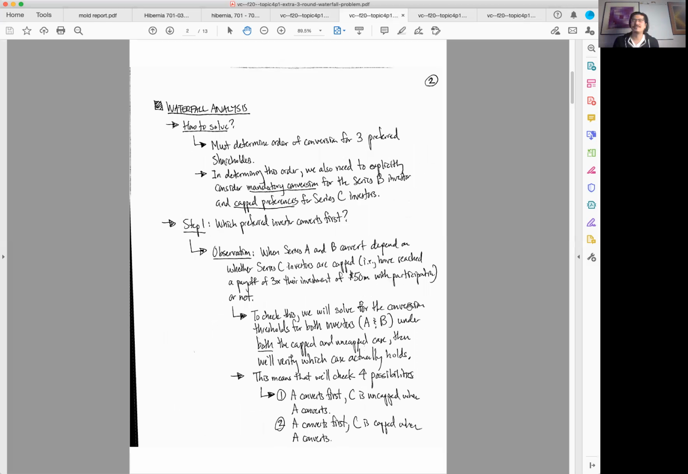Now, how are we going to solve? It's the same algorithm as before. We figure out who goes first, right? Now, there's a little bit of a complexity thing happening here, which is if A goes first, we need to consider 2 scenarios where A goes first. When A goes first, C is still uncapped. And when A goes first, C is already capped. Those are 2 different logical scenarios where A goes first.